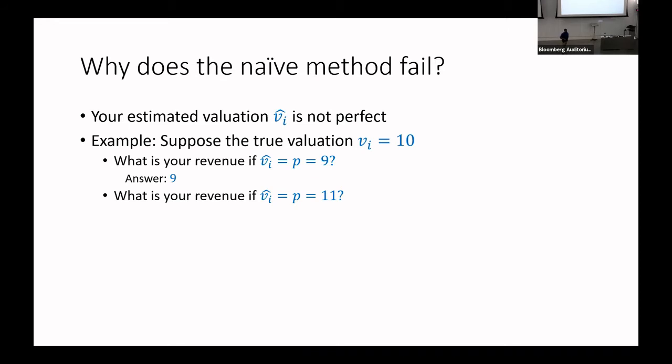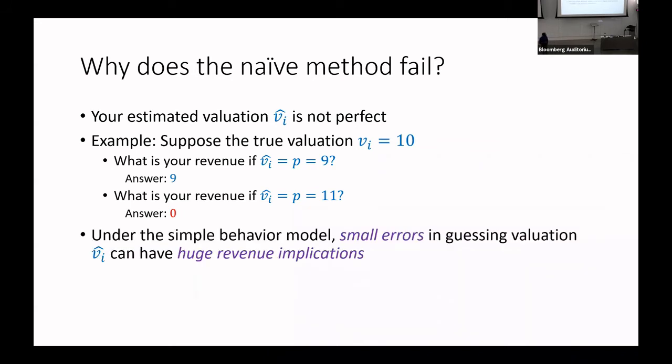But what is my revenue if my guess is 11, and so I set the price as 11? 0, right? So in the basic model, there's a discontinuity in guessing too high and guessing too low. And so small errors in guessing the valuation can have huge revenue implications. Are there any questions about that? All the other answers that people gave are also great, valid reasons. And we're going to be talking about a lot of those later on in the module.